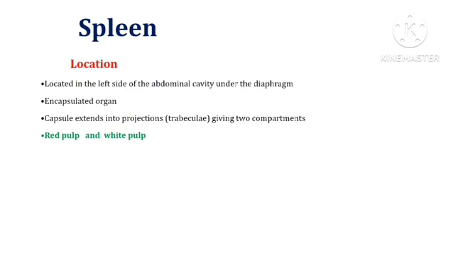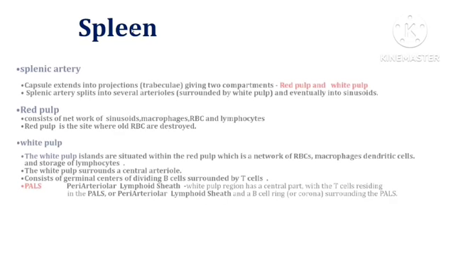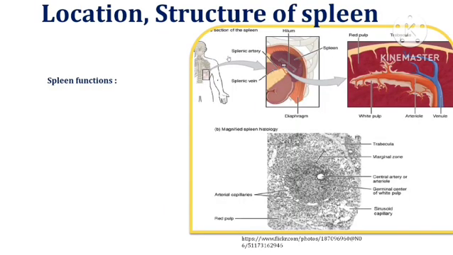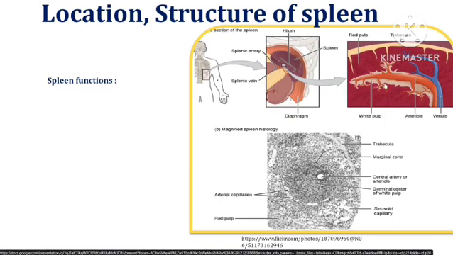Now coming to know the secondary lymphoid organ, spleen. Where is it located? It is located in the left side of the abdominal cavity under the diaphragm. It is an encapsulated organ which divides the organ into two compartments like this. This is the structure of spleen. It is an encapsulated organ. The capsule of connective tissue extends into projections and divides the organ into two compartments, red pulp and white pulp.